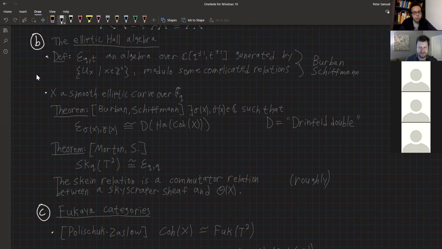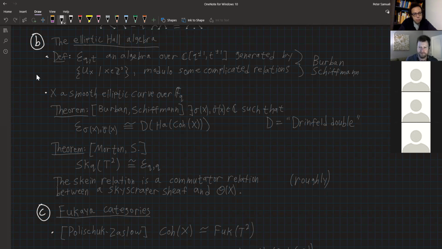And this is just a brute force proof. Once you describe both algebras explicitly, you can just check that they have the same presentation when you specialize Q equals T. These really complicated relations, which are actually pretty hard to write, involve constants that simplify a lot in the specialization. And it turns out you can write relations for the Skein algebra between arbitrary generators. In the elliptic Hall algebra, that's too complicated.